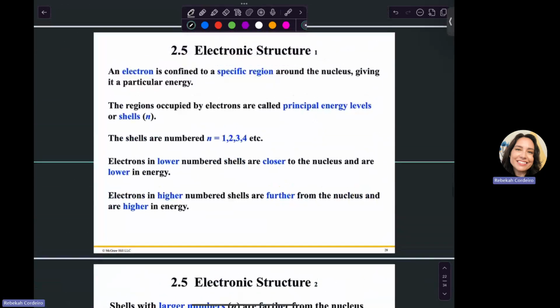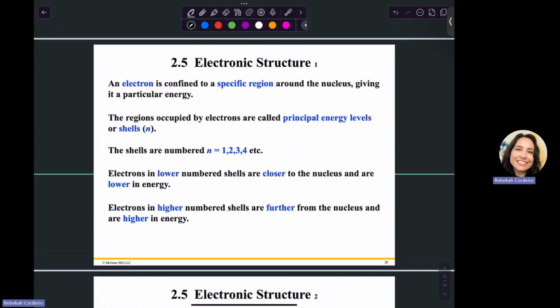Now we're going to talk about the electron structure for just a second. Electrons are particularly around the outside of the atom. They're not in the nucleus, and we call this the electron cloud. These regions are split into general areas. We call these principal energy levels or shells.